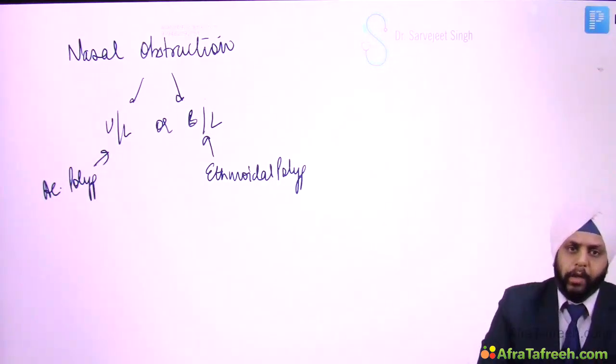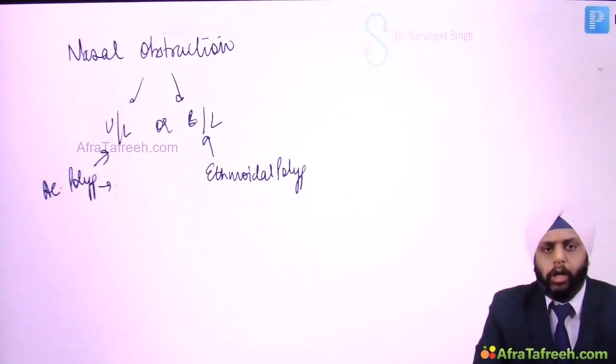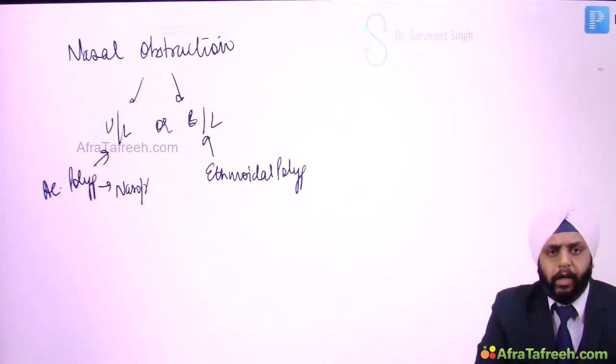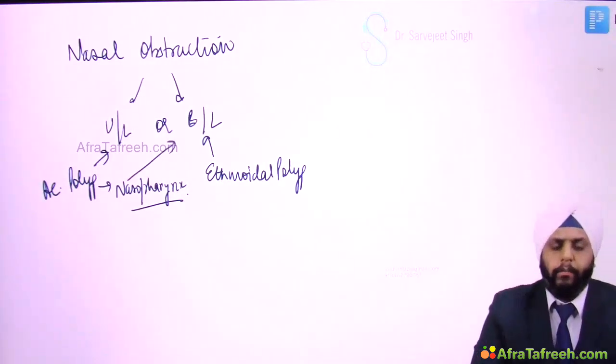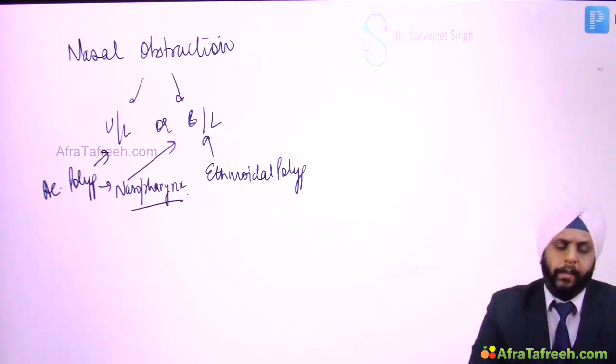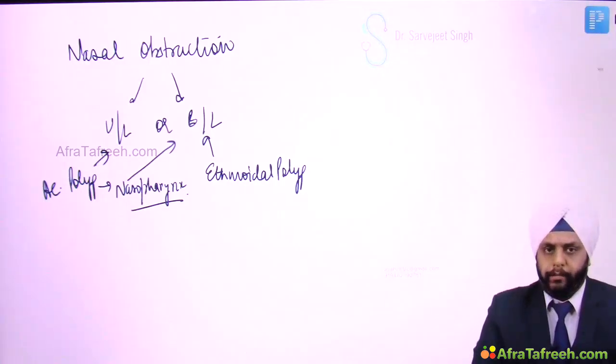Why? Because if the antrochoanal polyp goes into the nasopharynx, it will block both sides of the nasal cavity. So it can also present as bilateral nasal obstruction. That means the antrochoanal polyp has now reached into the nasopharynx.